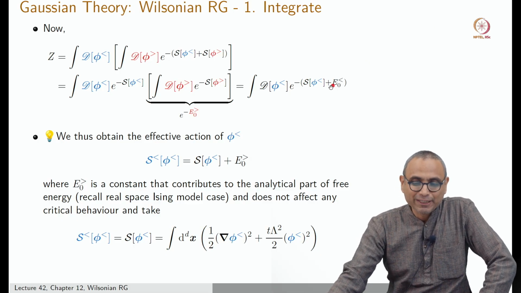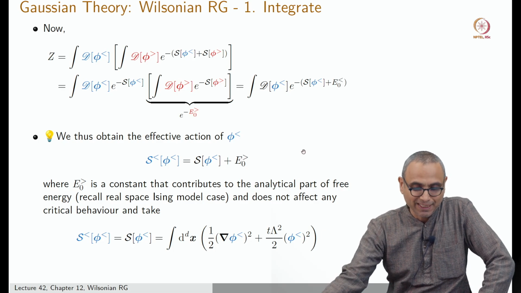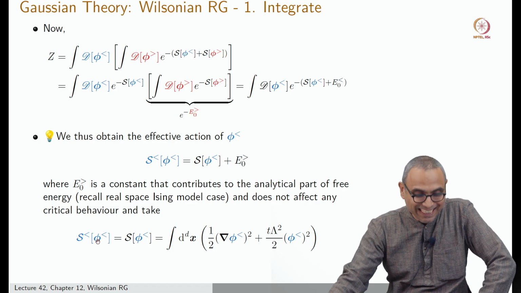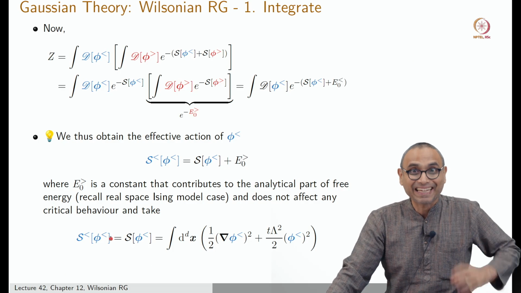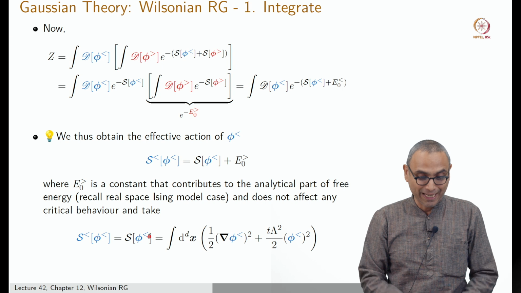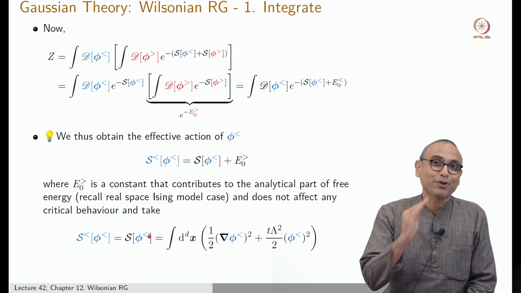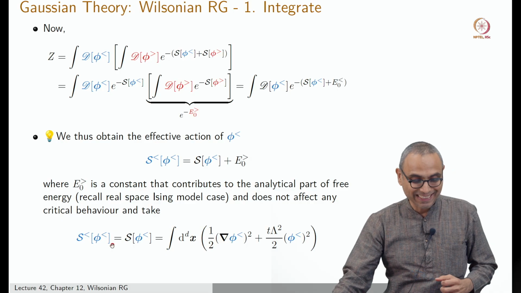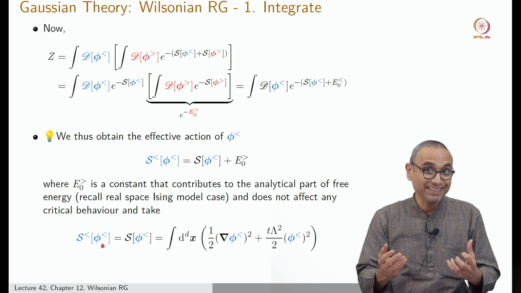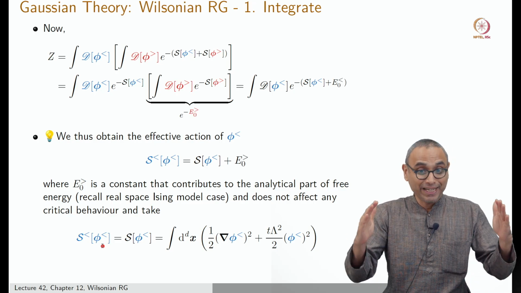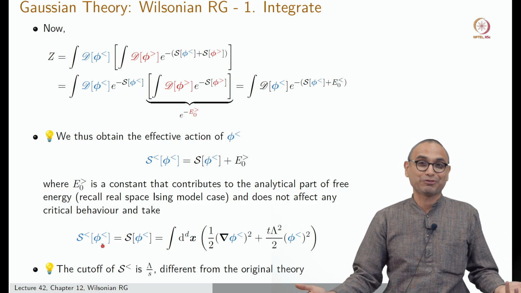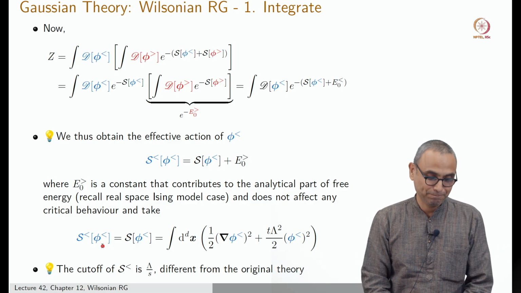So if we agree to drop this because it is uninteresting and it will give you some analytical piece, then you will see, based on our definition, that S less than of phi less than is, in the case of the Gaussian theory, S of phi less than. So the new action is exactly the same as the old action. But unfortunately, we cannot compare this S less than phi less than theory with our original theory S of phi. Reason? Our cutoff has changed. We have integrated out between lambda by s and lambda, and therefore we have a theory with a different cutoff. So we can't compare these two theories.